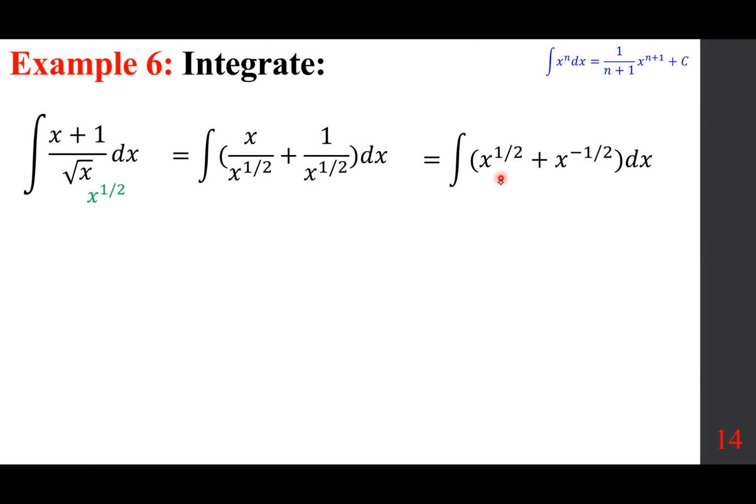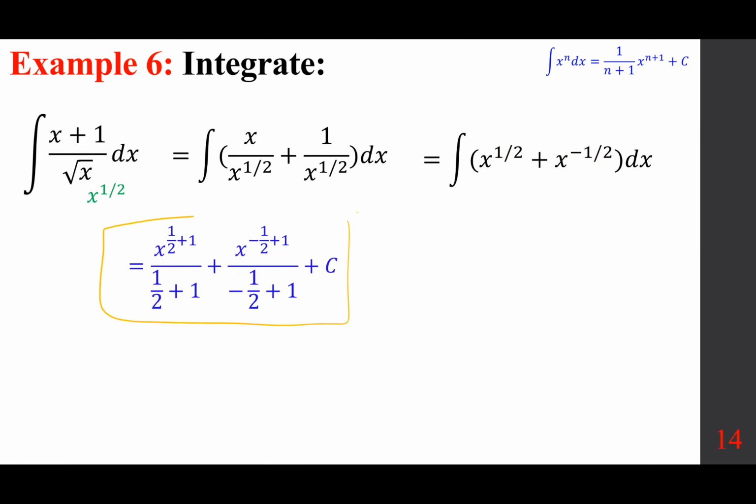Let's look at the first one. 1 over 1/2 plus 1, x to the power of 1/2 plus 1, plus 1 over negative 1/2 plus 1, x to the power of negative 1/2 plus 1. As always, we add a constant. Done. Again, this is the only calculus step, everybody, and we are done.